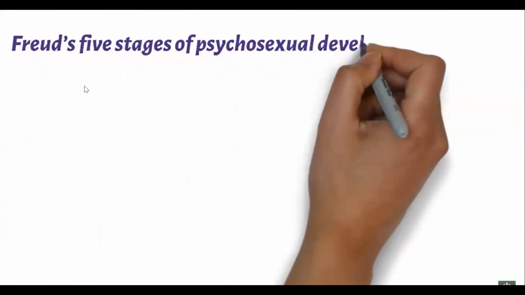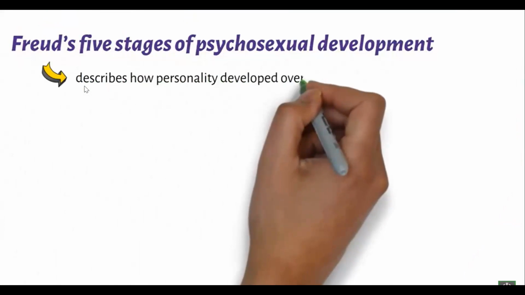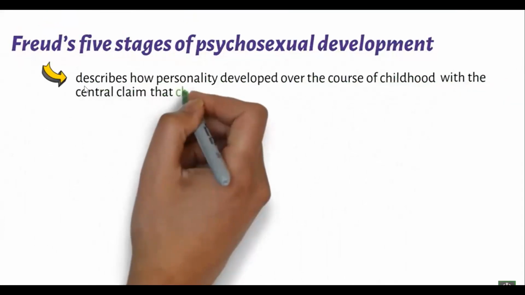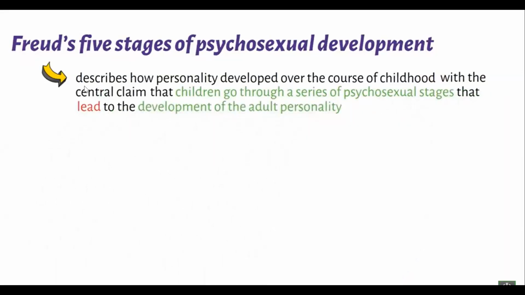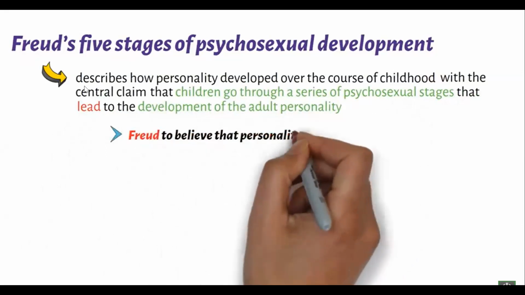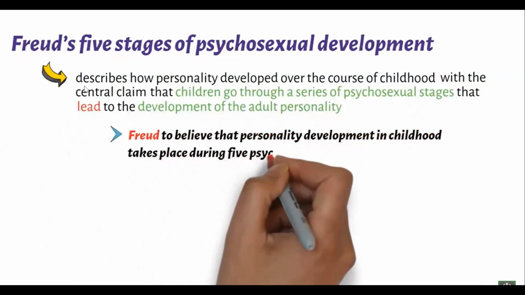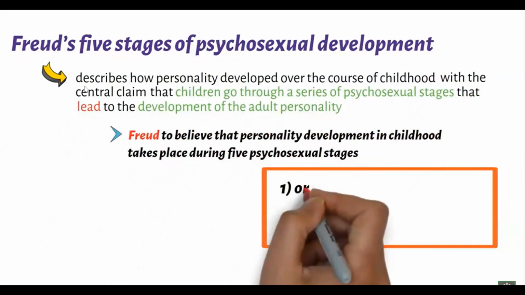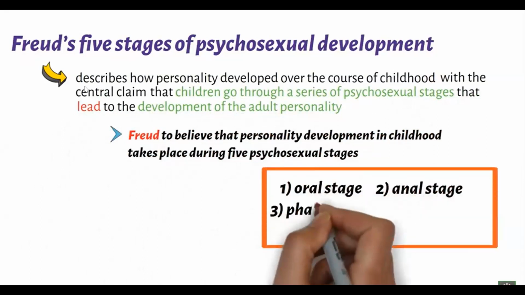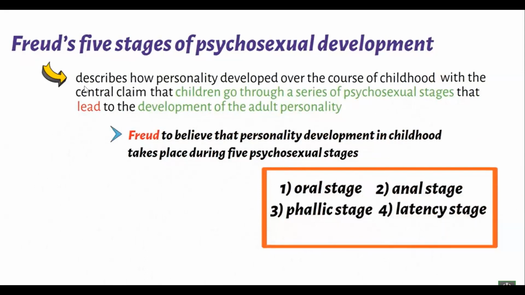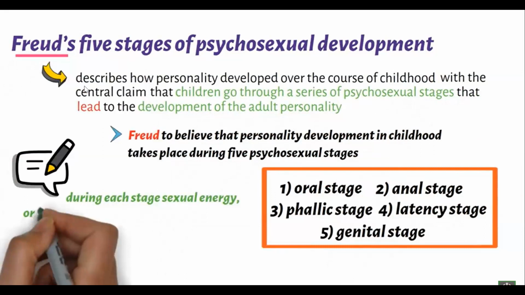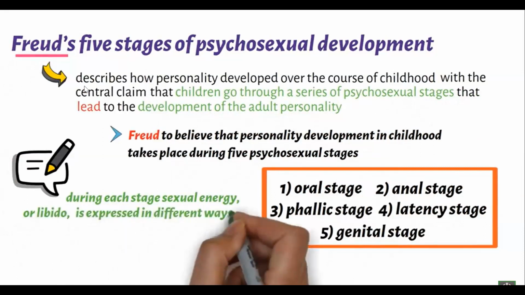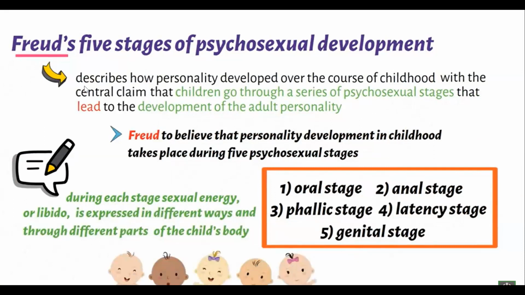Freud's 5 stages of psychosexual development describe how personality developed over the course of childhood, with the central claim that children go through a series of psychosexual stages that lead to the development of the adult personality. This led Freud to believe that personality development in childhood takes place during 5 psychosexual stages, namely 1. Oral stage, 2. Anal stage, 3. Phallic stage, 4. Latency stage, and 5. Genital stage. It must be noted that, according to Freud, during each stage sexual energy, or libido, is expressed in different ways and through different parts of the child's body.